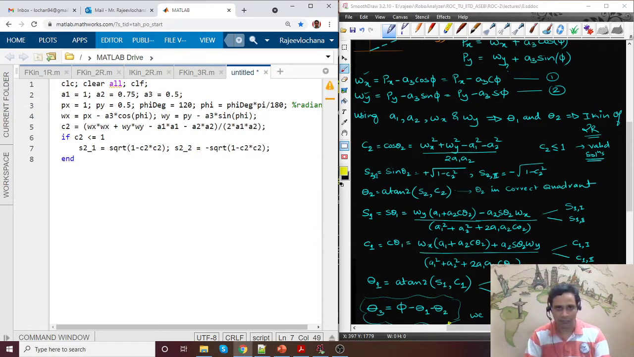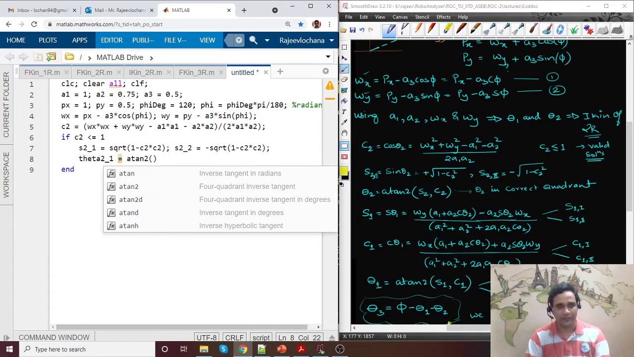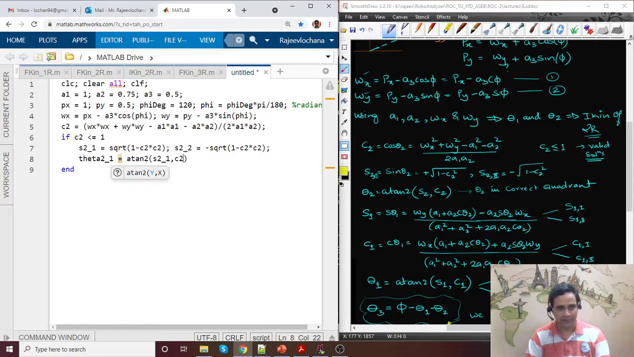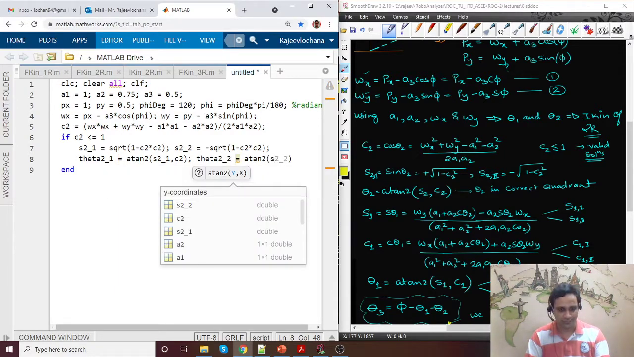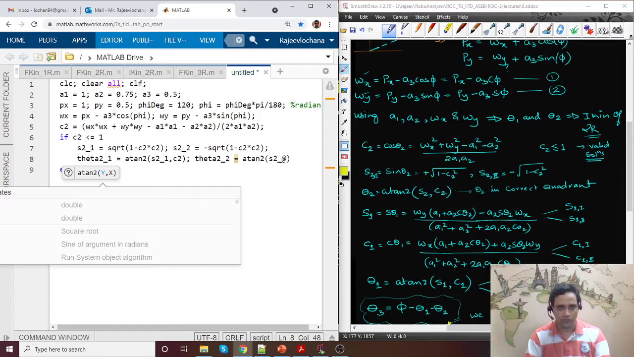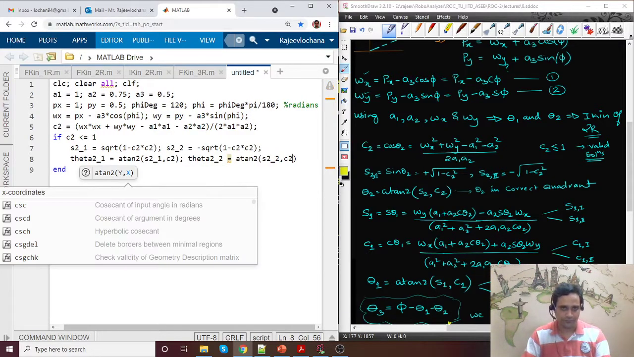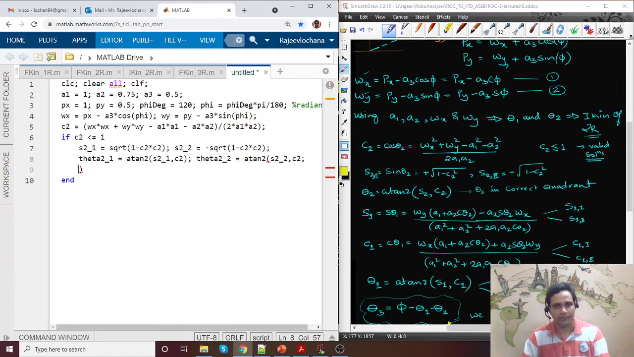I'm typing, I don't want to make any copy paste because last time we had difficulty. So similarly, now we have s2_1 and s2_2. Now we'll have theta2_1. The first solution is atan2 of s2_1 and c2. Similarly, theta2_2 is going to be atan2 of s2_2 and c2. Oops, sorry.